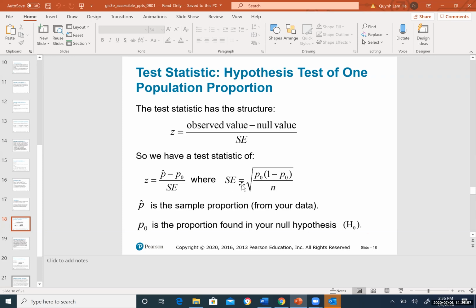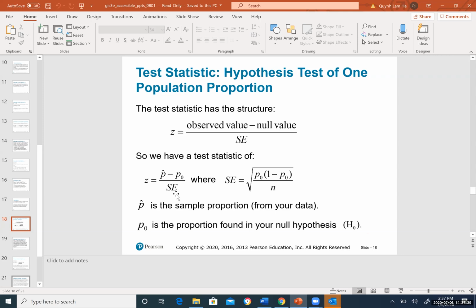So we have SE equal to the square root of P naught times 1 minus P naught, and then close that parenthesis, everything divided by N. When you've done that, you do the square root of those values inside, then you replace that SE back into the Z form, and you compute on a calculator, and you get the value for Z. Z value can be negative, can be 0, and can be positive. And Z value also can be a decimal number.